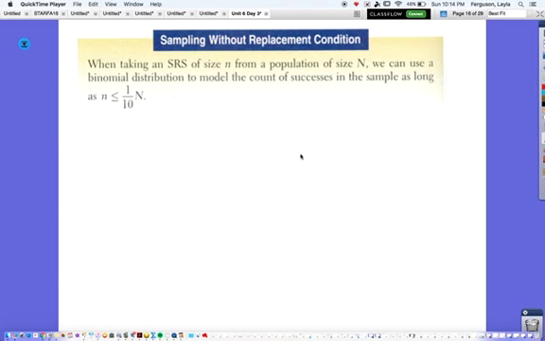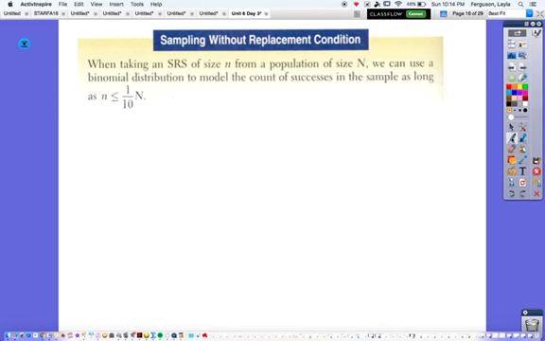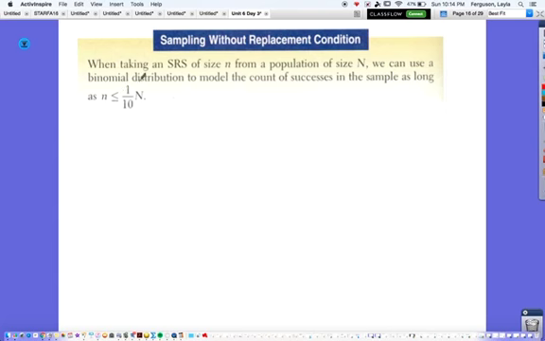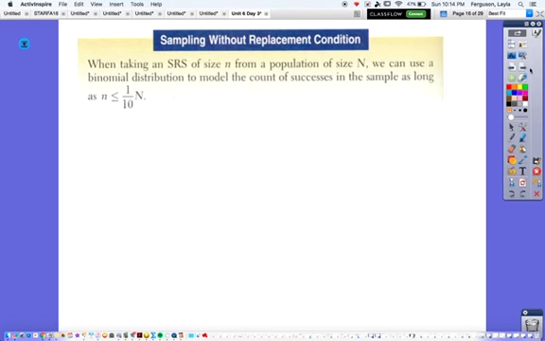Sampling without replacement condition. When taking a simple random sample of size n from a population of size capital N, so the capital N represents the population, the lowercase n represents the sample from that population, we can use a binomial distribution to model the count of successes in the sample as long as the number that we are taking from the population is less than or equal to 1/10 of the entire population.